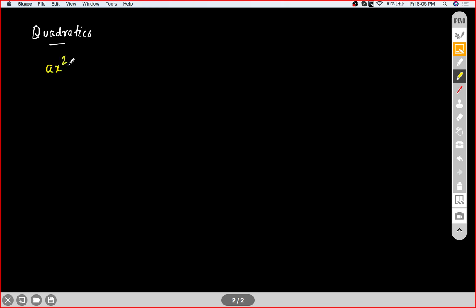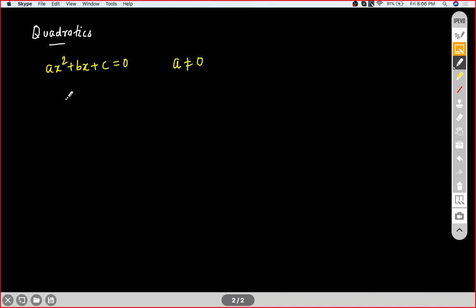Any equation of this nature, where a is not equal to 0, is basically termed as a quadratic equation. Correct? How many roots are there for a quadratic equation? Two roots. Can there be more than two roots for a quadratic equation? No. Okay. So let me show you something very interesting here.